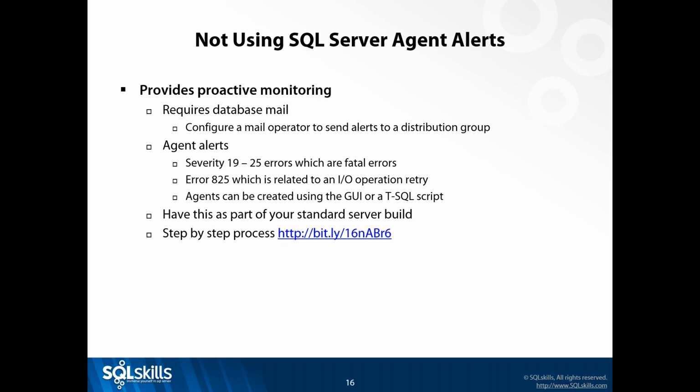So maybe the DBA team, the IT team, someone else. Your agent alerts, errors 19 through 25, are all fatal alerts. This means something very, very bad happened, and whatever transaction was in process at that time that encountered the error is rolled back. Error 825 is related to an IO operation retry.